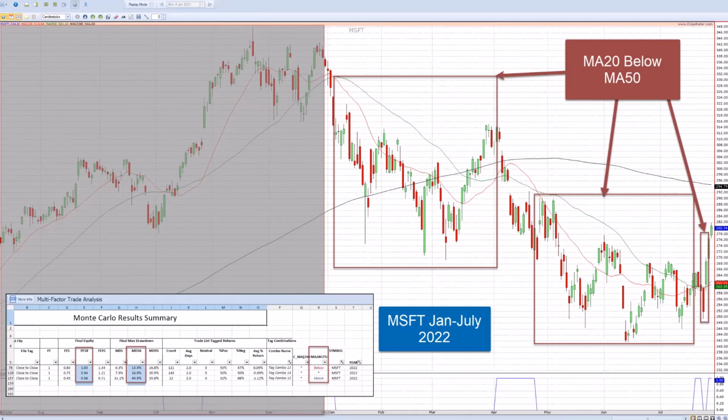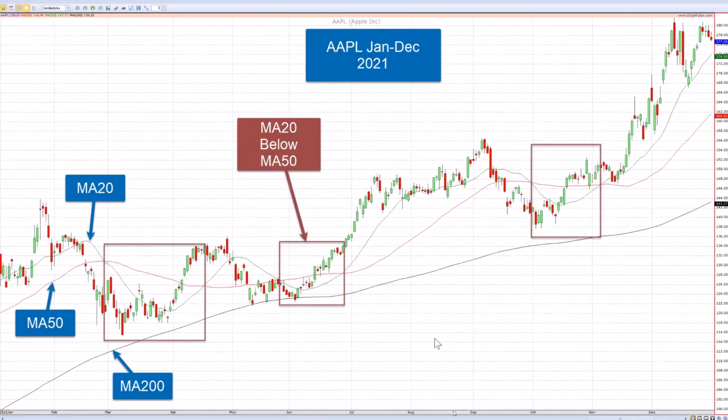Then the idea was, and I chose these stocks randomly for this test, just picking them before I even did the testing, mainly because everybody knows these stocks. So I've chosen Microsoft, I've chosen Apple, and then I chose an index, SPY. Okay, so here's Apple. We run the same kind of analysis on Apple.